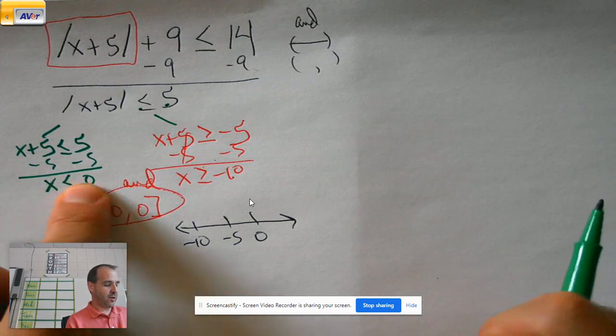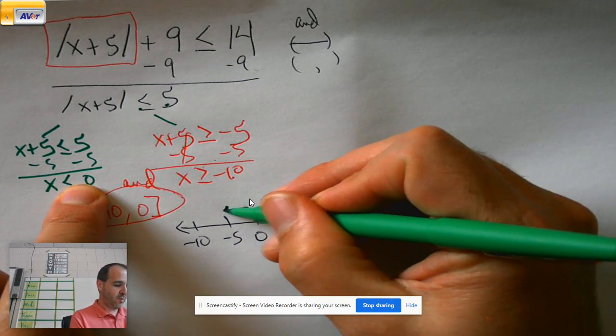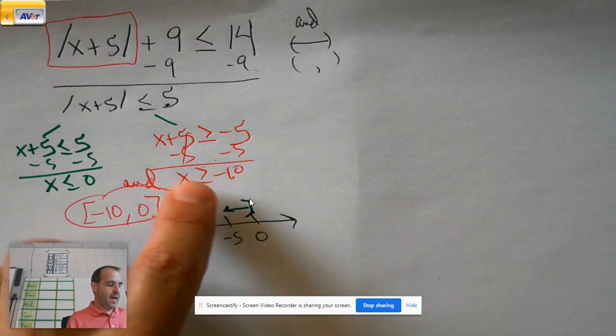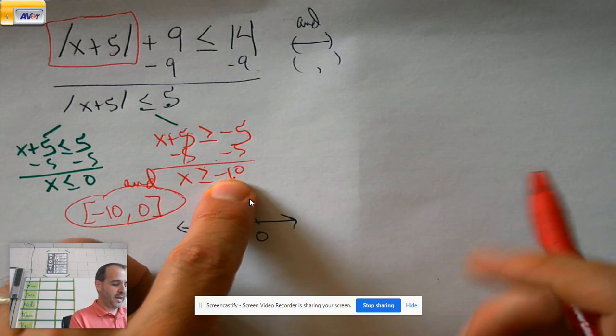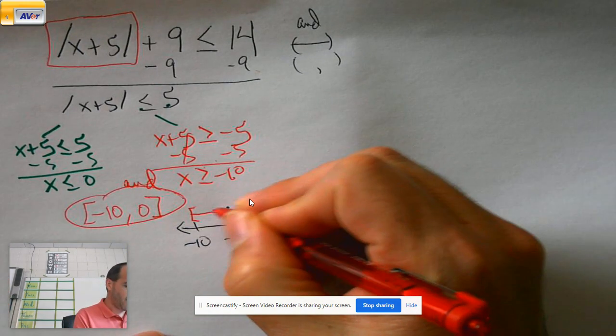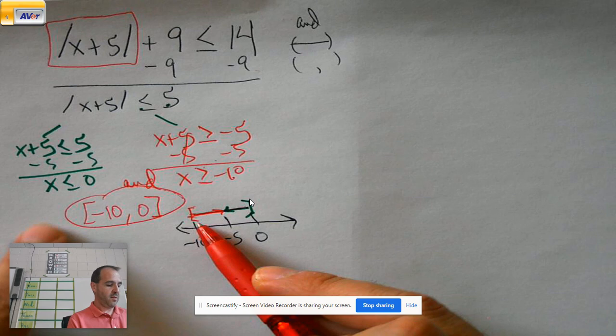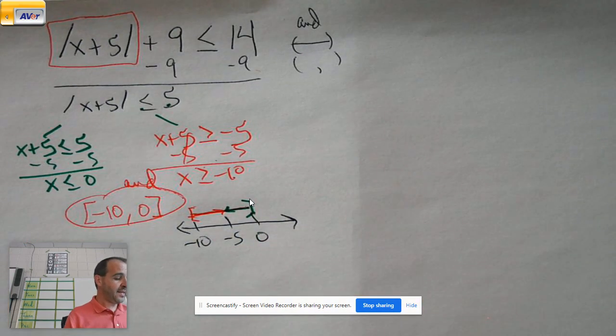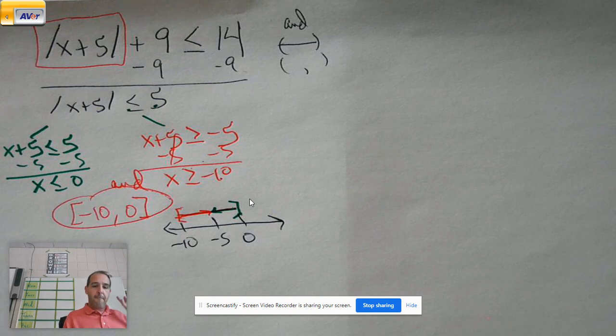X is less than or equal to 0. That way. X is greater than or equal to -10. Greater than goes to the right. Left to right. That's typically what's going to happen with an and. That's the right way to do it. That's the way we like it to go.